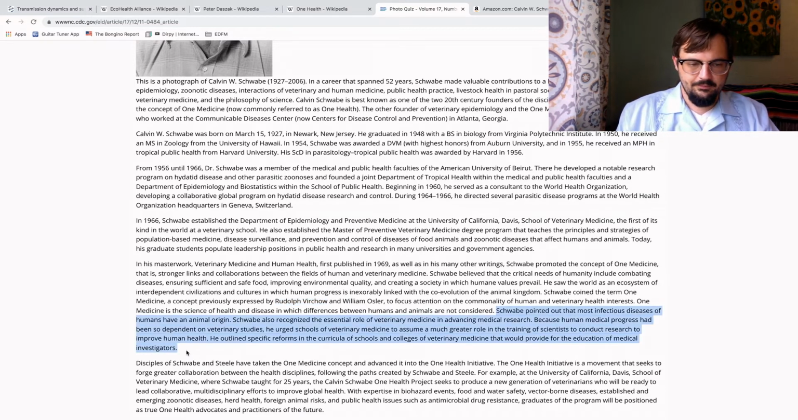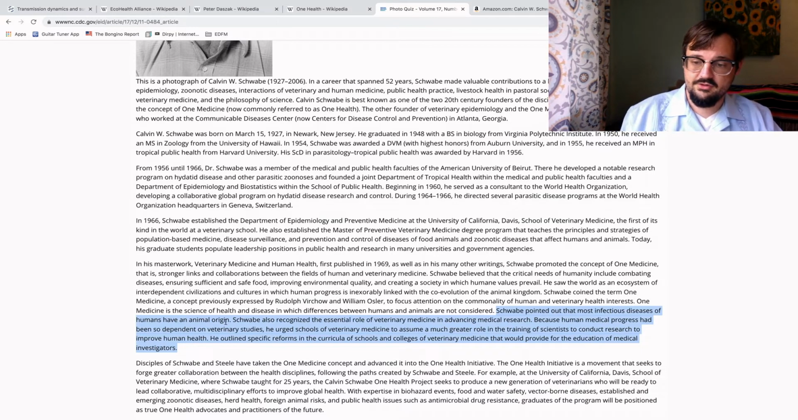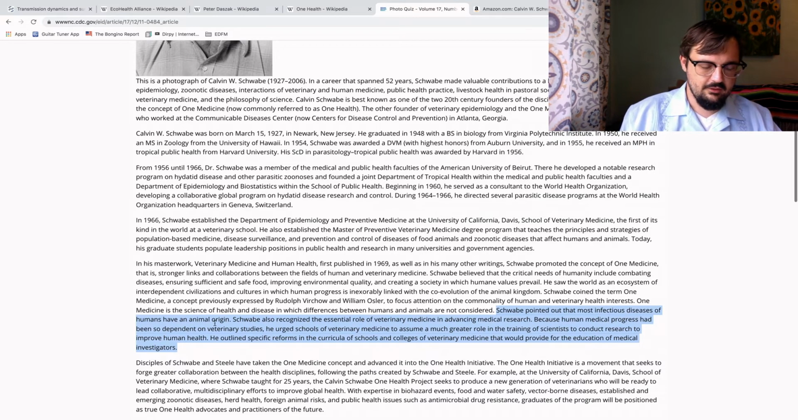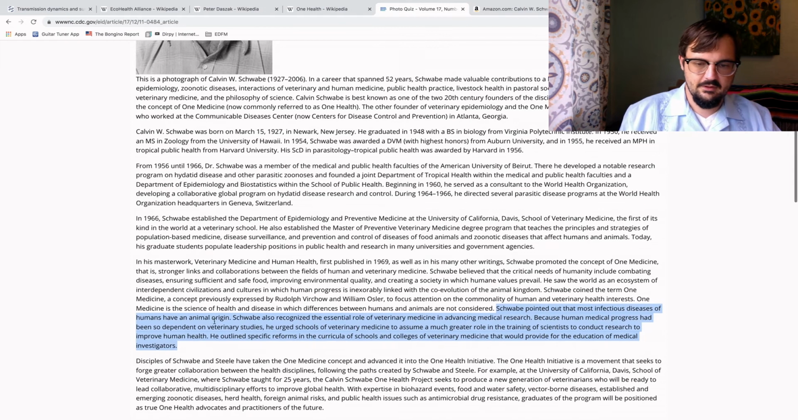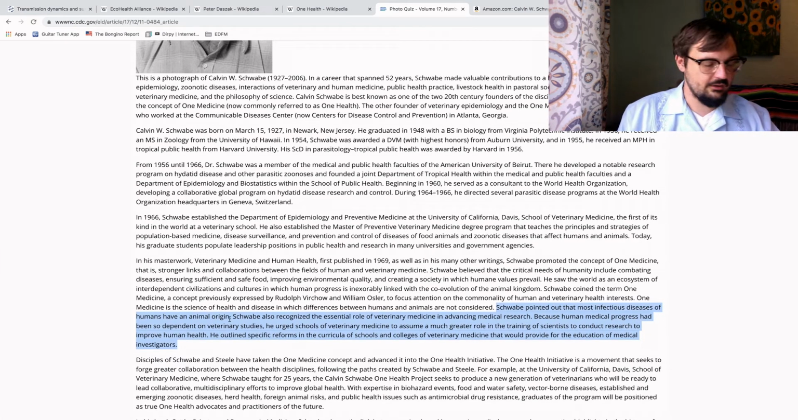So going on, Schwab pointed out that most infectious diseases of humans have an animal origin. This is the first I've heard this claim put forth. So most infectious diseases of humans have an animal origin. Very interesting. I'd like to see some evidence for that, as you can hopefully gather from my reading of this paper. This paper does not support that.